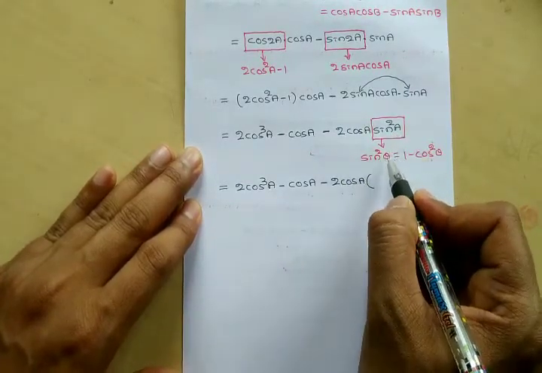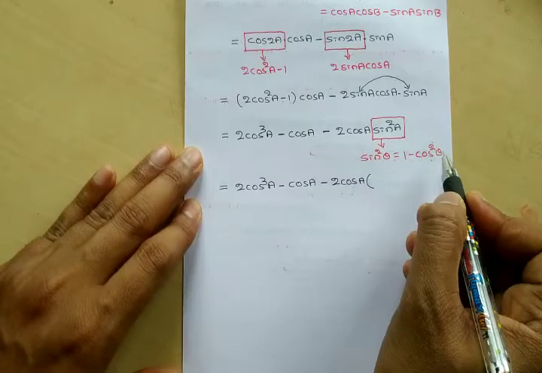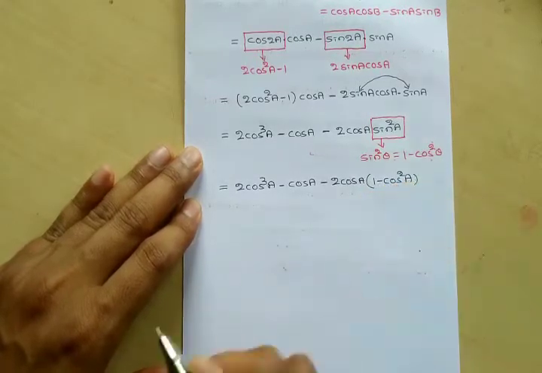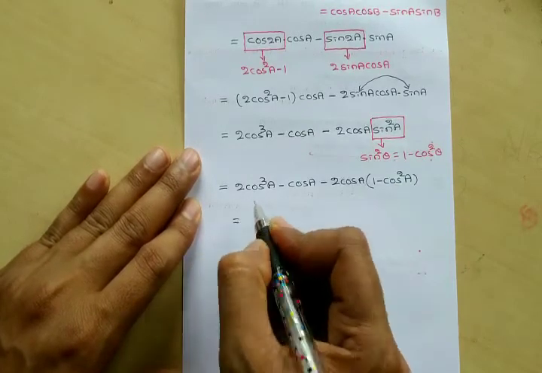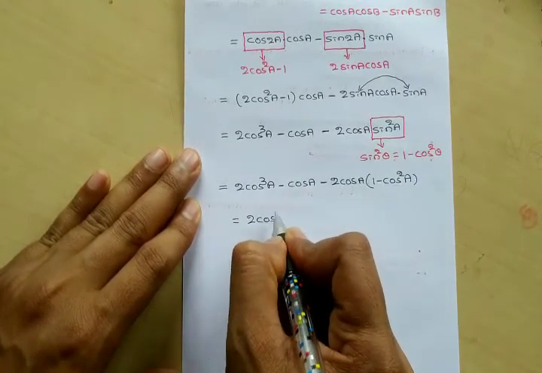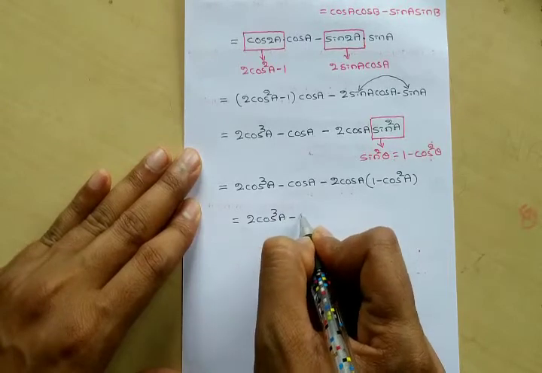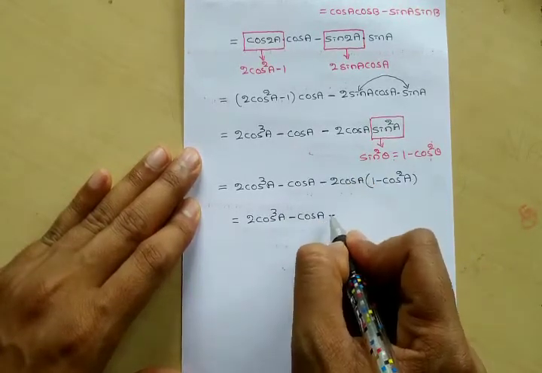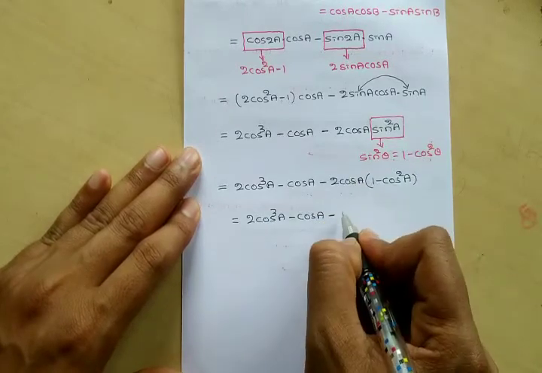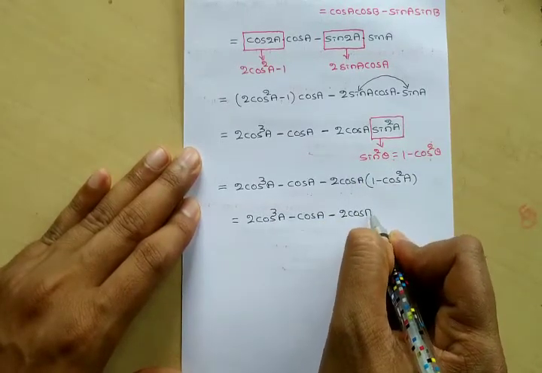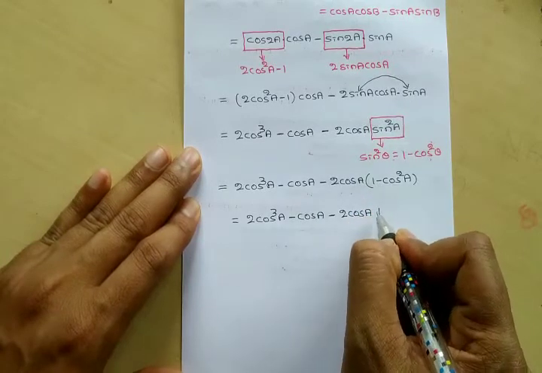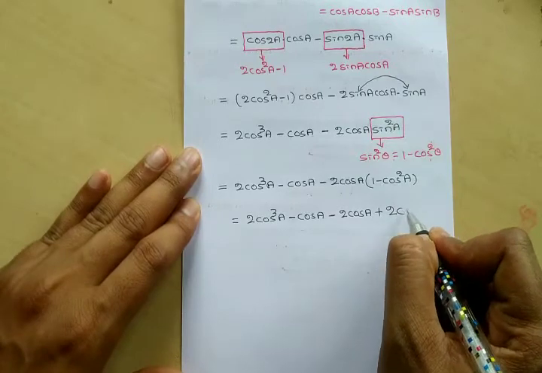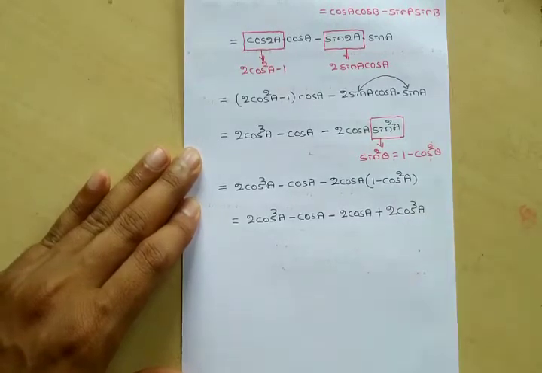Sin square A is nothing but 1 minus cos square A. So 1 minus cos square A. So next, it equals 2 times cos cube A minus cos A, open the bracket, minus into plus is minus, 2 cos A into 1 is 2 cos A, minus into minus is plus, so it is 2 into cos A into cos square A, which is cos cube A. Correct.